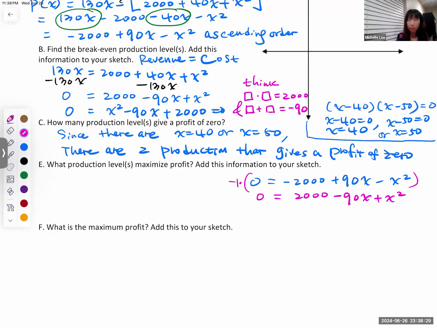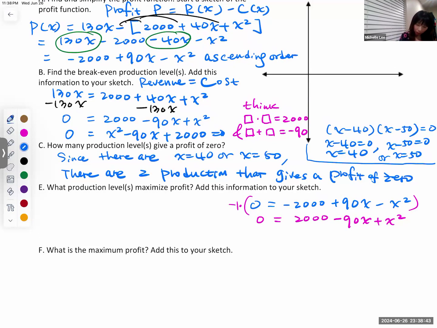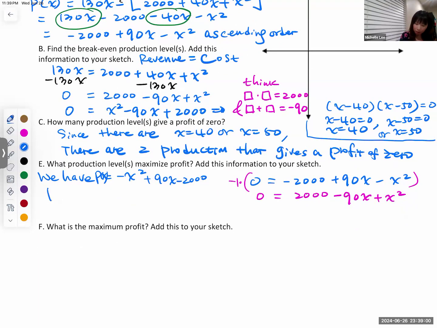All right, so E, what production levels maximize the profit? So maximize the profit. So we have negative x squared plus 90x minus 2000 from the profit. Then we know that this is a parabola open downward, because we call this A, right? We say the coefficient A, B, C, right? Okay, so A is -1, which is less than 0. So we consider this is open downward, right? So if open downward, then we have there is maximum, right?